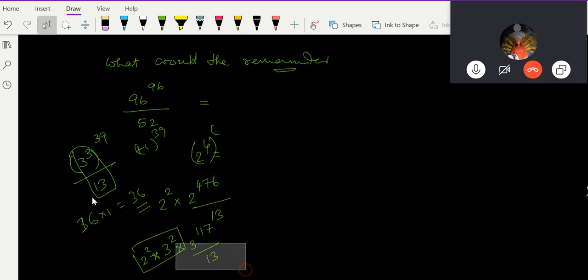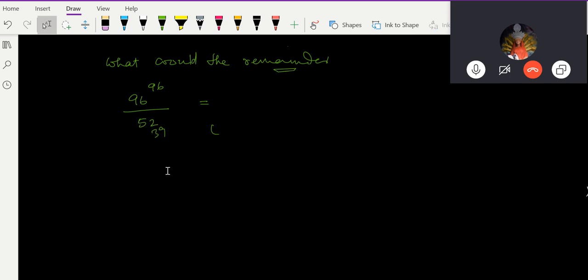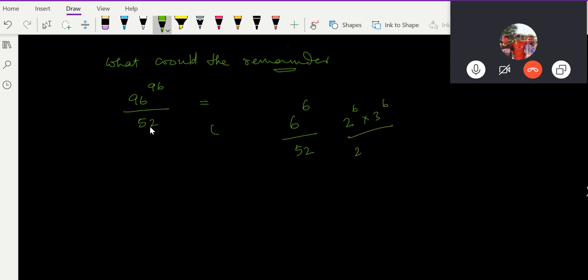Whenever you have doubt, the main thing is to understand the logic. Now, if you have doubt on whether your method is working or not, the best way to test it is to use small numbers. So instead of 96, use 6 to the power 6. This is manageable, right? Divide by 52. So 6 is equal to 2 into 3, so 2 to the power 6 into 3 to the power 6 divided by 2 square into 13. So I get 2 to the power 4 into 3 to the power 6 by 13.